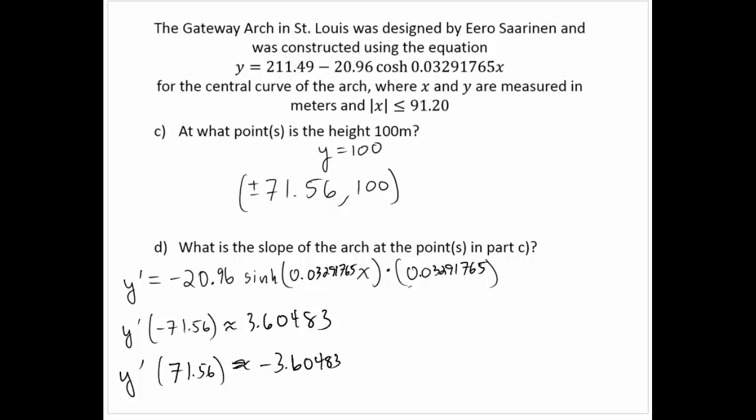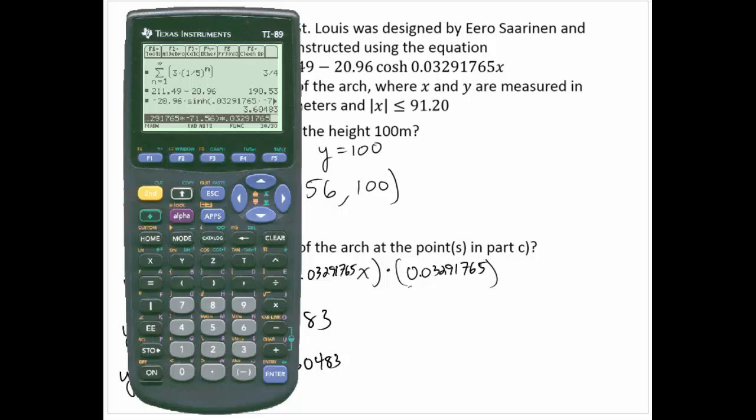Now, of course, if you are on these calculators, we have the graph, and we can actually calculate those slopes under the math menu. Under F5 on this calculator, I want derivatives for the 89. I want dy/dx at what point? Well, let's let x equal negative 71.56. And we find that dy/dx is 3.60483.